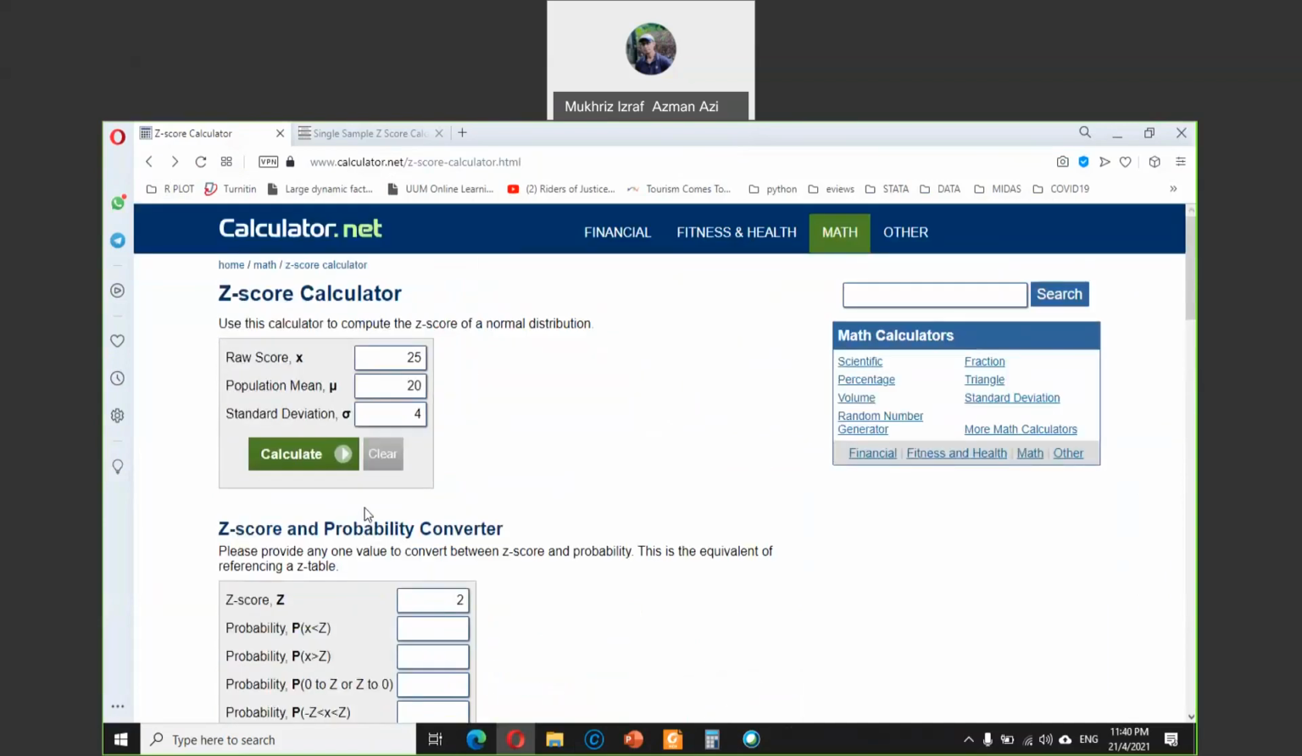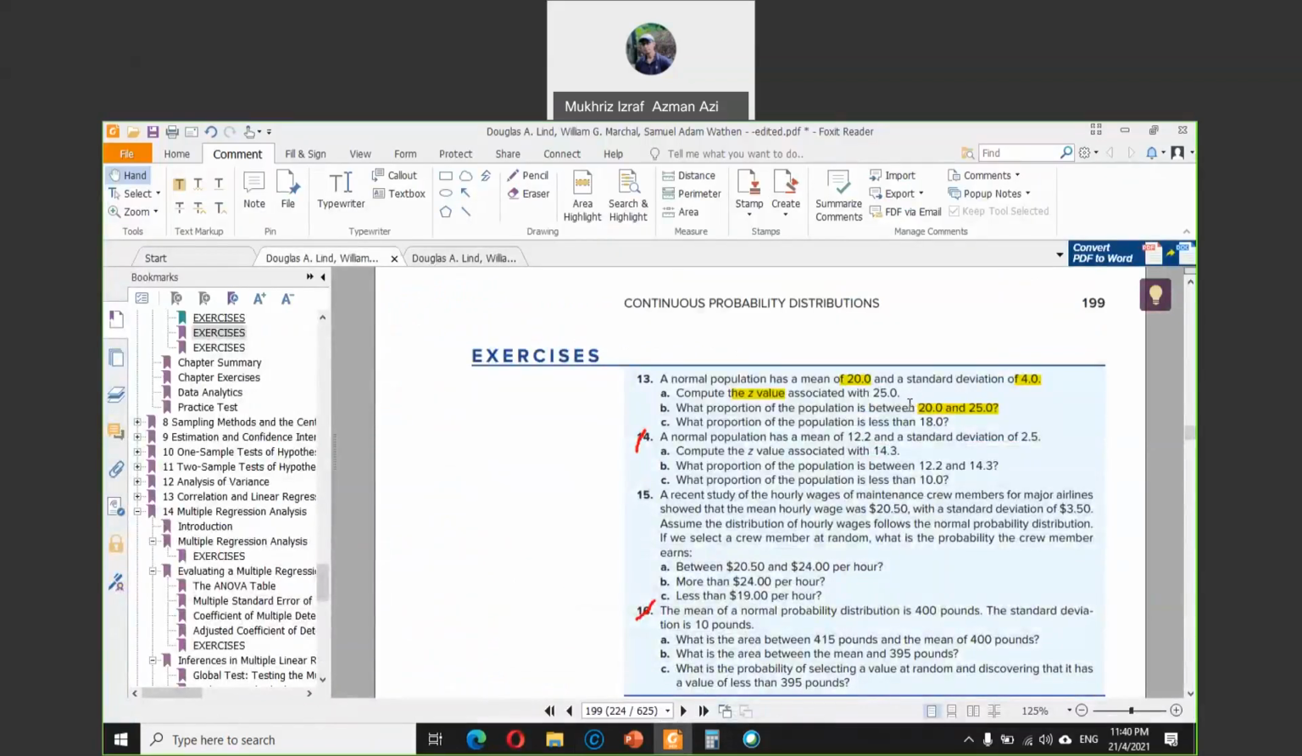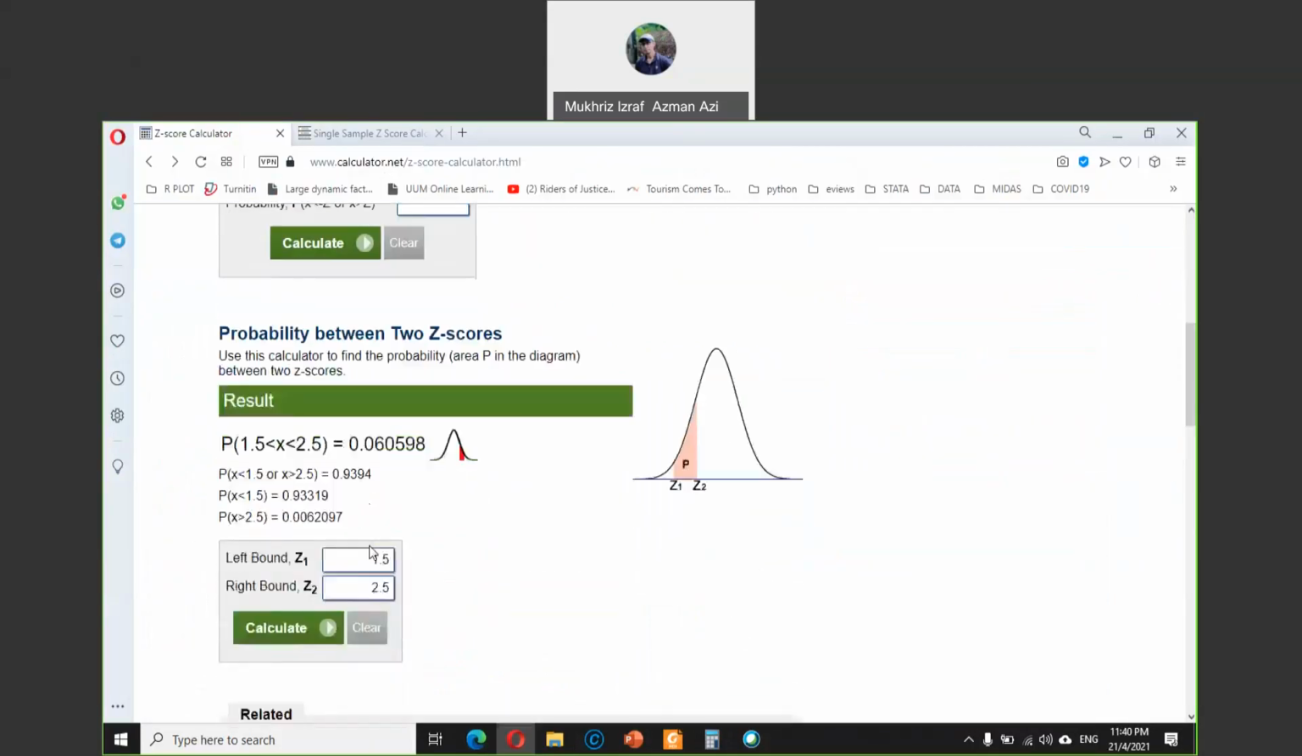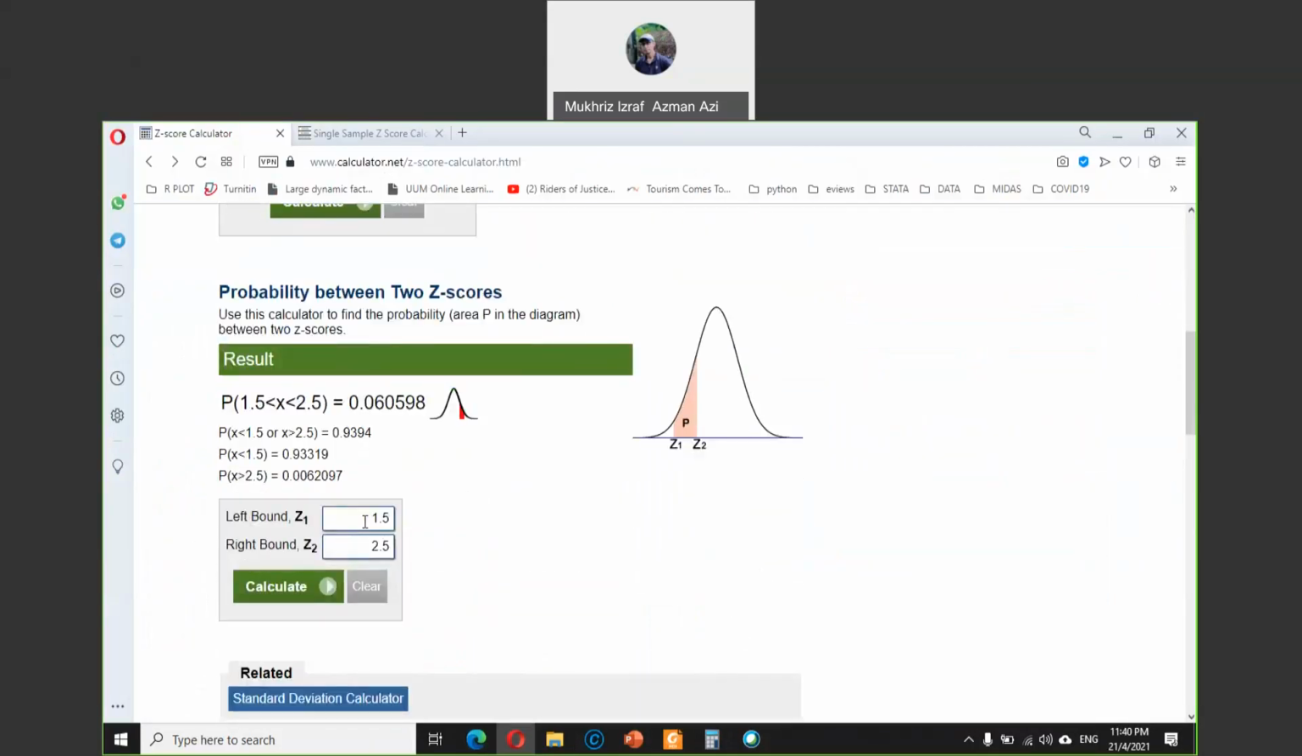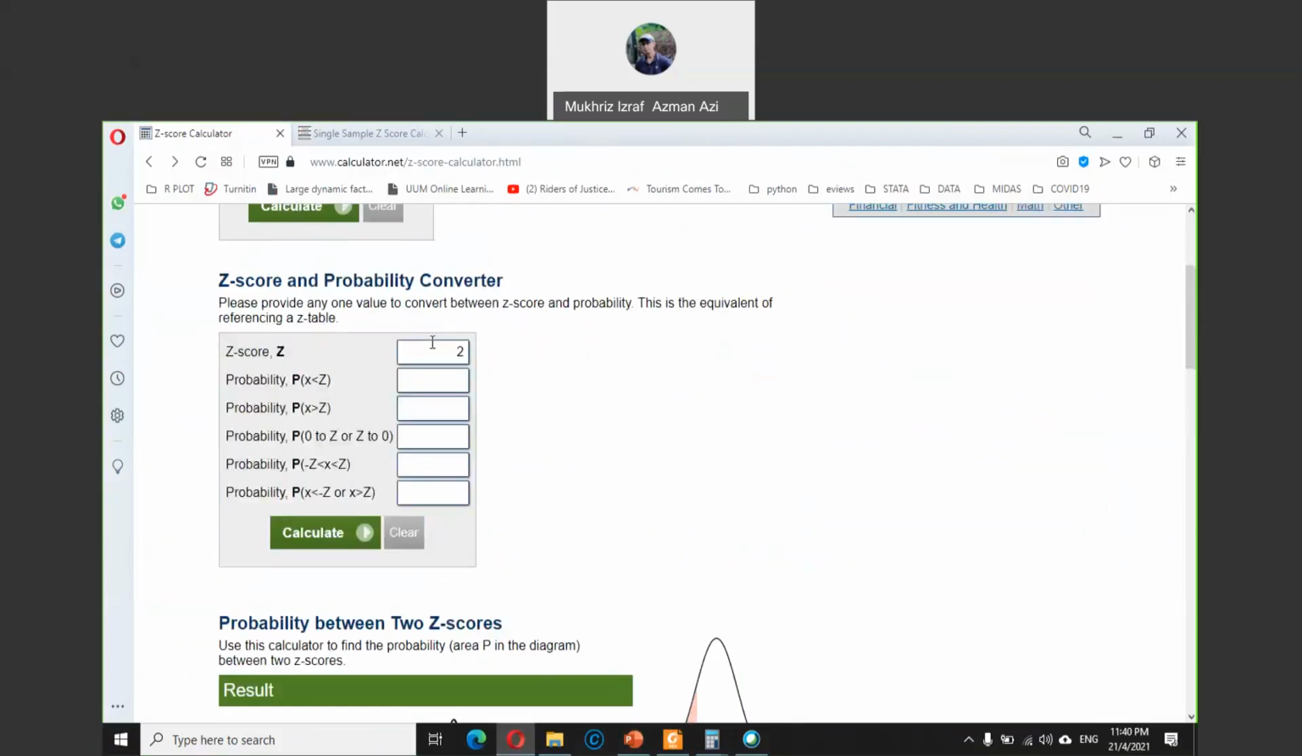If you want to get the Z value, one way is to type one by one here: get the Z value when x equals 20 and get the Z value when x equals 25. Once you obtain both Z values, then you can key in this one between the 2 Z values. That is one way to do it. If you are only looking at one Z value, for example x is more than or less than, that will be the way to calculate.